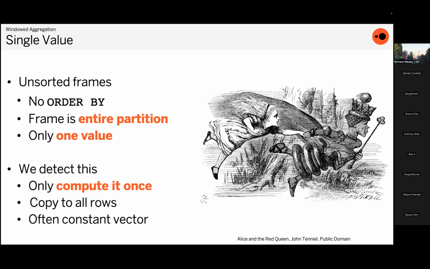So the first one is what I call single value or constant. This is where the case I mentioned a little earlier, where you want to get the average across the entire partition, and then compare it to moving averages, say. And the way you specify that is you don't have an order by clause. Now this will produce only one value per partition. Now we could go and compute it for each row, but that's really slow. So we detect it and then only compute it once, and then we copy it to all the rows.